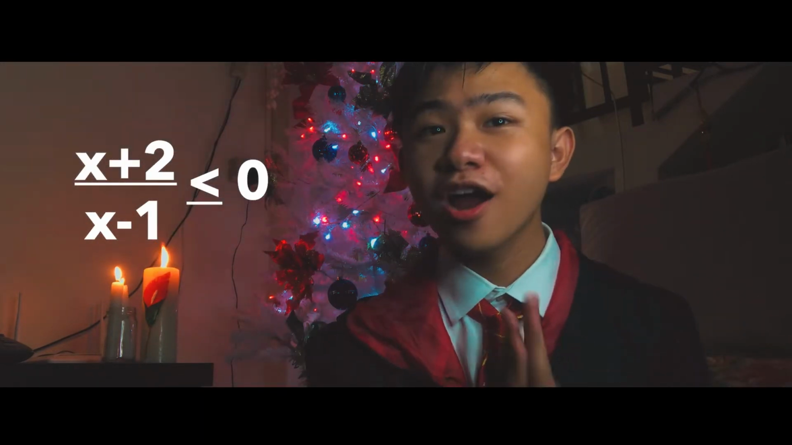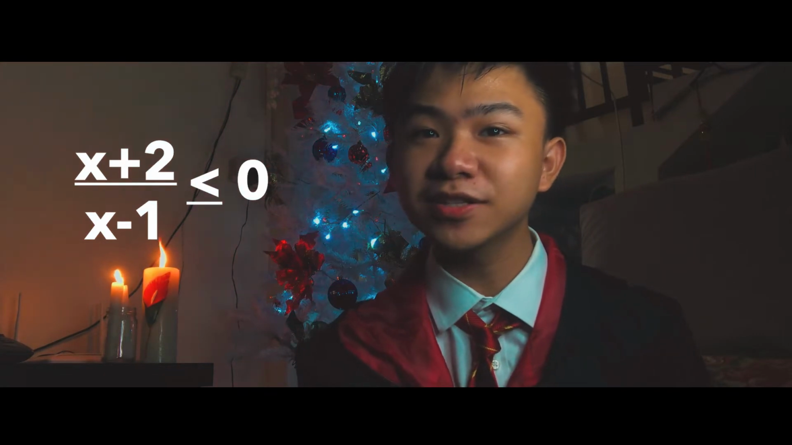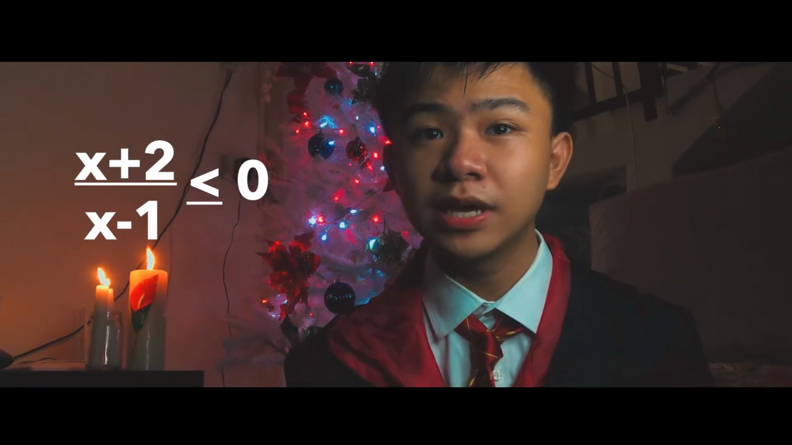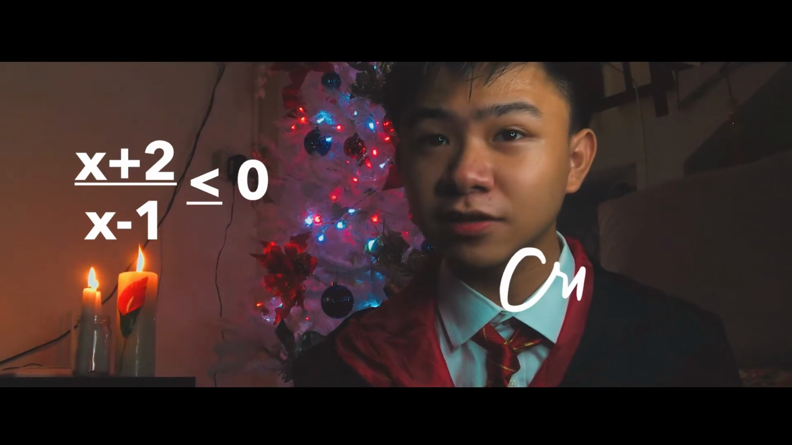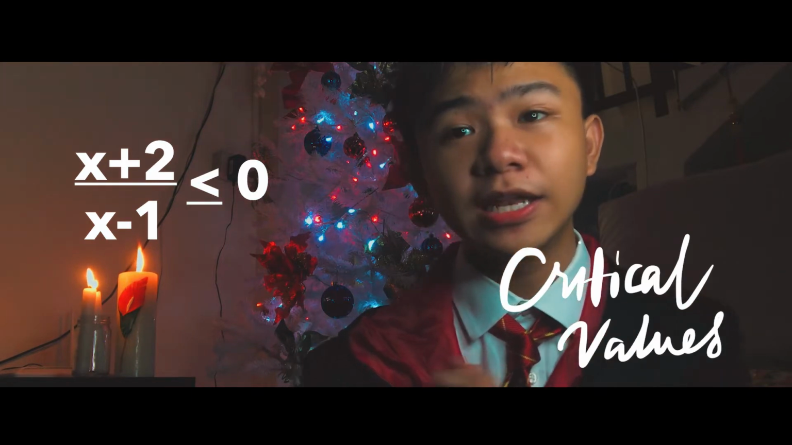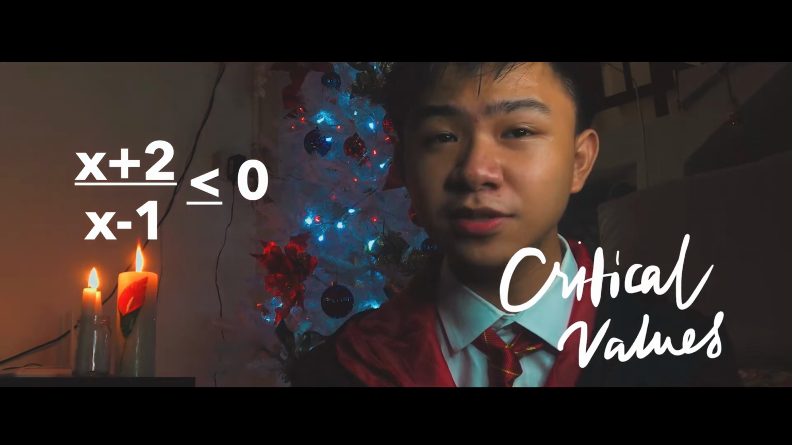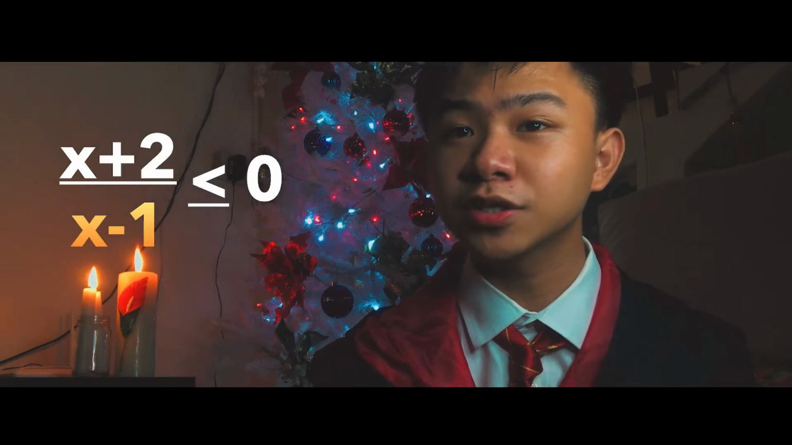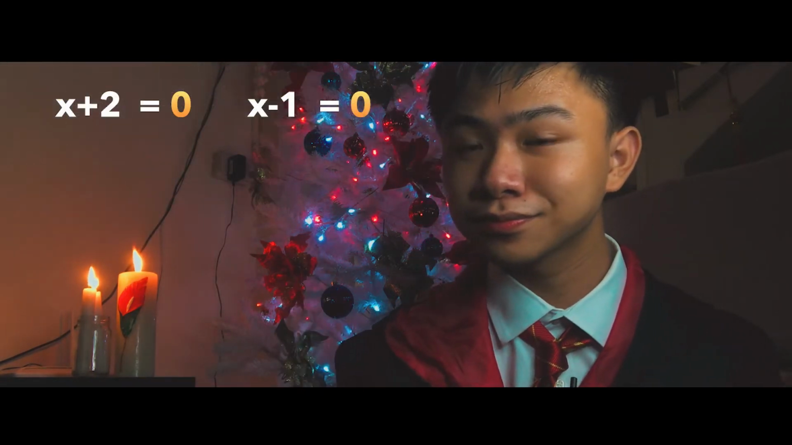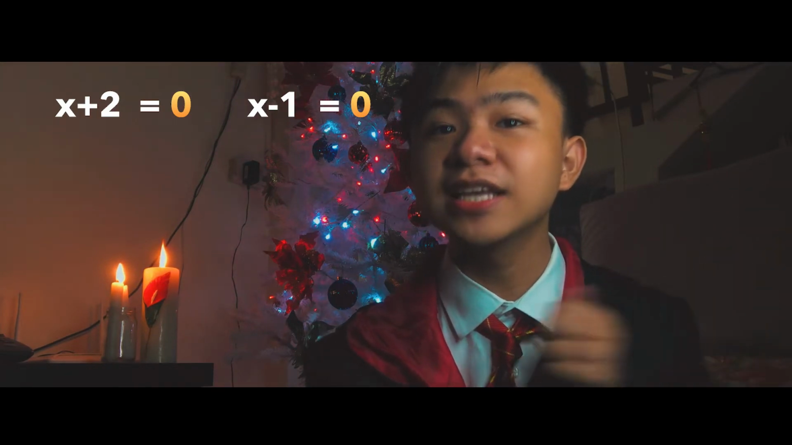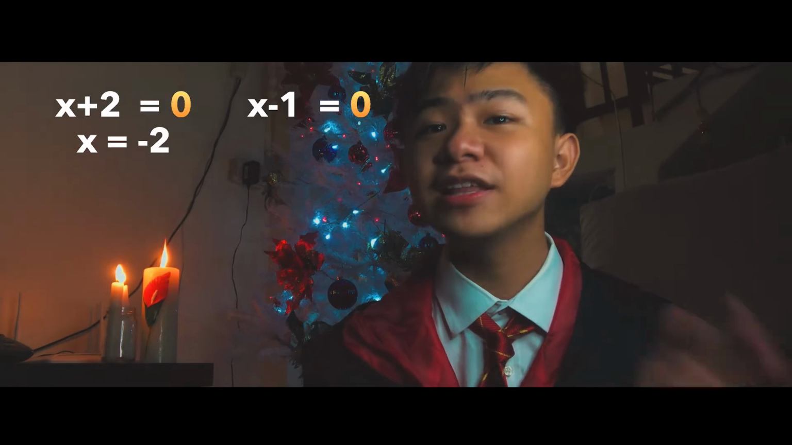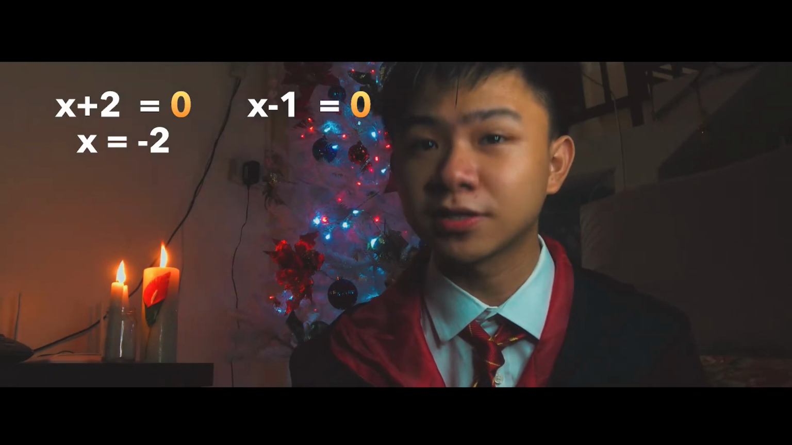There you go. Our given for today is (x + 2)/(x - 1) ≤ 0. The next step is to get the critical values of the equation. To get the critical values, we equate both the numerator and denominator to 0. The answer of the first is x = -2, and the other is x = 1.